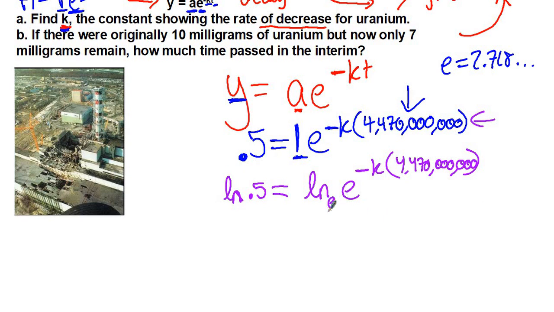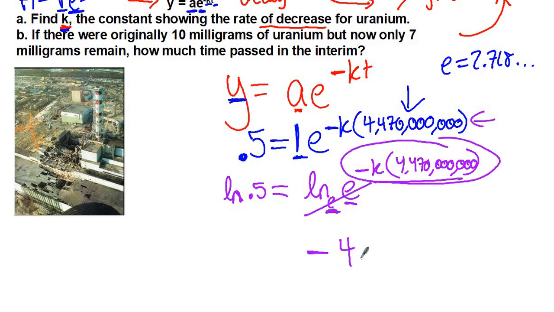This is another way of saying, what do I have to raise e to get e raised to this power? And the answer is I have to raise it to that power. I have to raise it to negative 4.7. I'm just going to abbreviate this because we'll put it in the calculator in just a sec. That much times k equals whatever ln of 0.5 is.